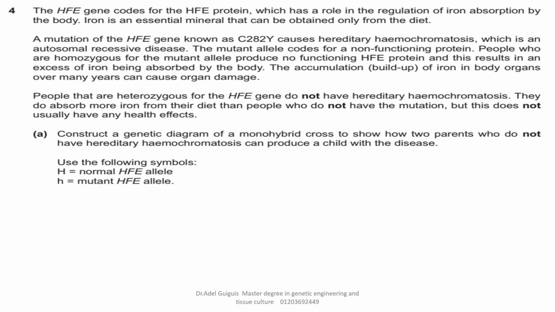People who are homozygous for the mutant allele, small h small h, produce no functioning HFE protein, and this results in an excess of iron being absorbed by the body. This is for homozygous. The accumulation, the build-up of iron absorbed in body organs over many years can cause organ damage.